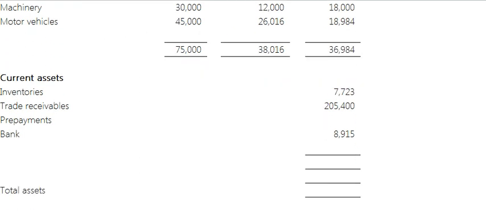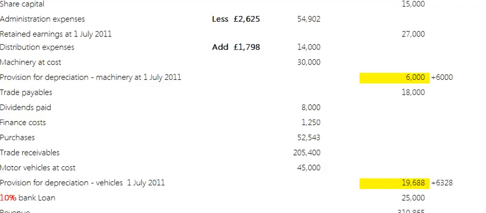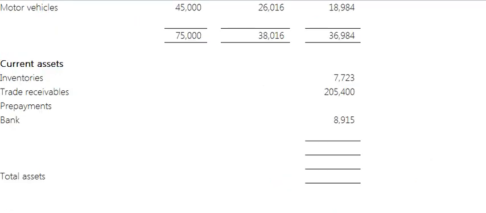Okay, let's go down. Inventories, let's leave that. It's prepayments. So all you do for the prepayments, we know it relates to the rent. Go back to the adjustments, and it's there. Number 3, rent paid in advance 2625. That figure just goes straight in.